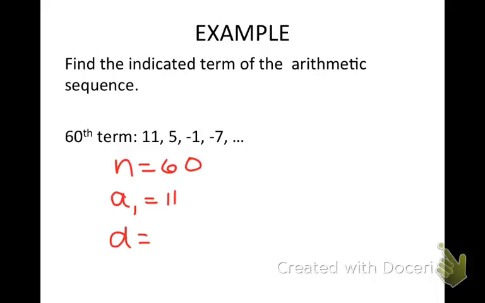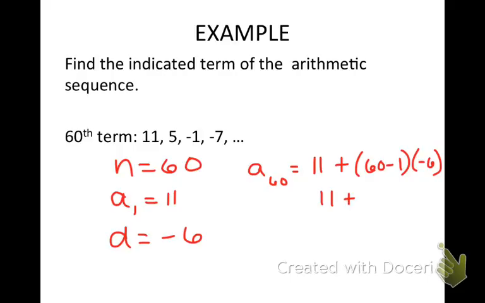So what's happening? What's our common difference? From 11 to 5, what's happening? We're subtracting 6, negative 6, because we're adding negative numbers. So a sub 60 is equal to 11 plus 60 minus 1 times negative 6. Why would it be times negative 6? Because you're adding a negative 6 each time.